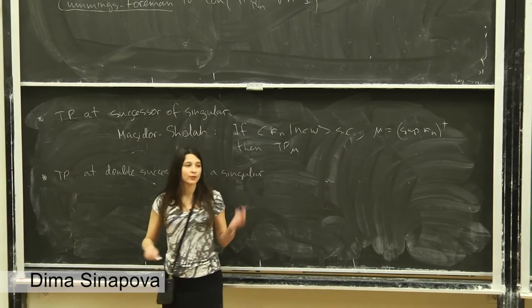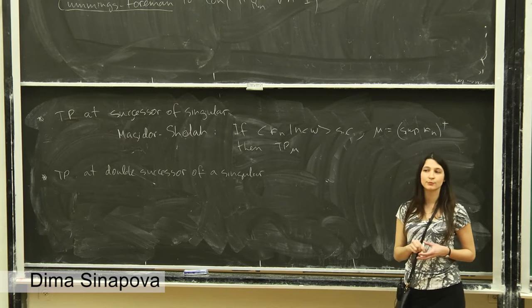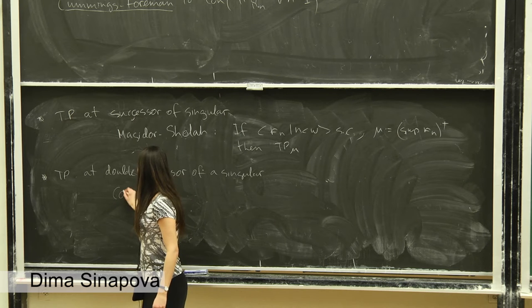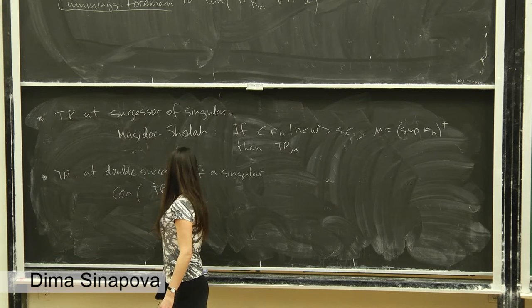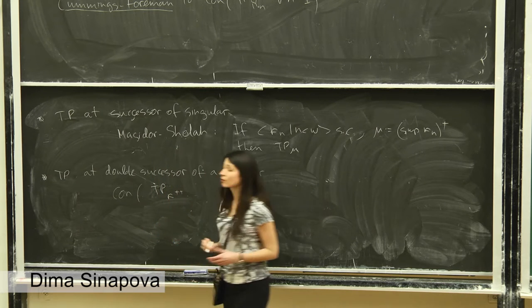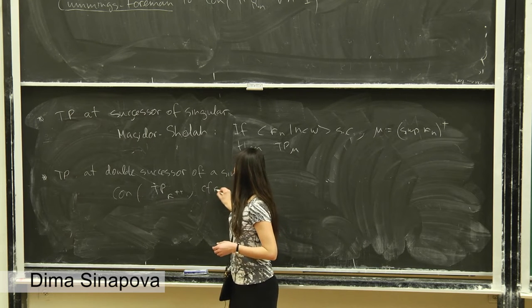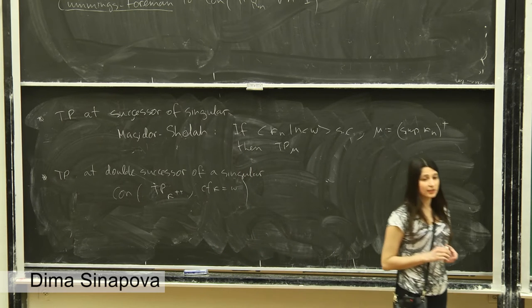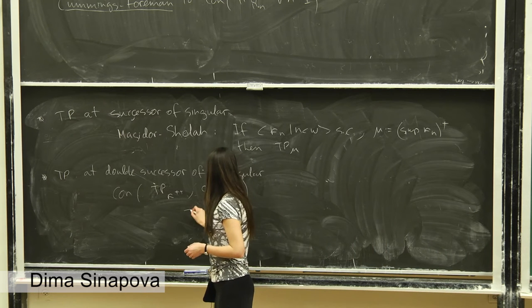The first theorem in that direction was in the same paper, due to Cummings and Foreman: it is consistent to have a singular strong limit cardinal kappa of cofinality omega such that the tree property holds at kappa double plus. And in their model, SCH fails at kappa.